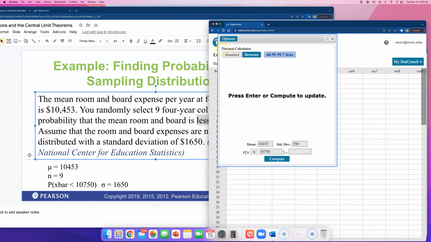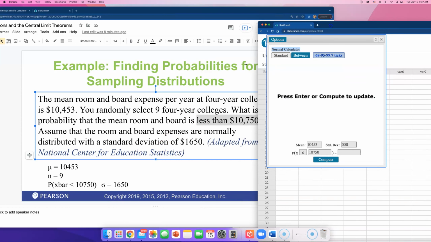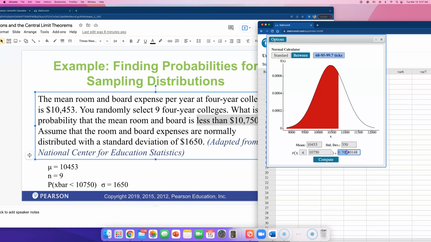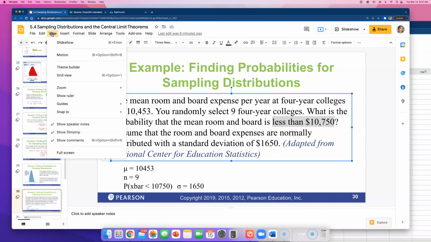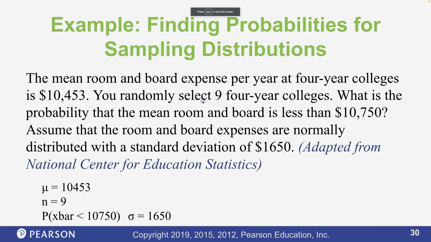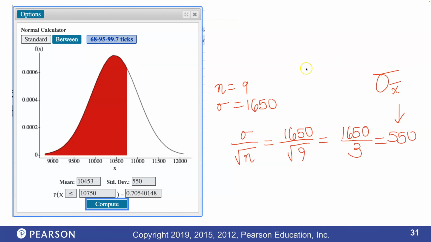And we were able to use the normal calculator because they said room and board expenses are normally distributed. That's the population being normally distributed. So we can use the normal calculator to find the probability on the sampling distribution. Click compute. Ta-da! About 71%. That's how you can do this. So keeping that in mind, let's go check out the next couple of slides. I think they're going to do a nice job summarizing everything. Oh, look, that's my handwriting from one semester. This is showing you how I got this 550 entered in the normal calculator, exactly how we just did it together.